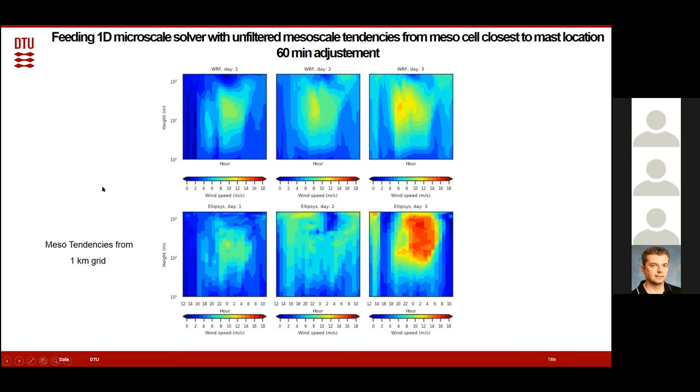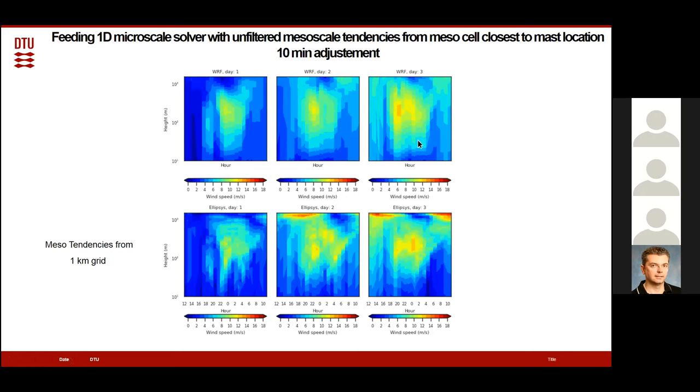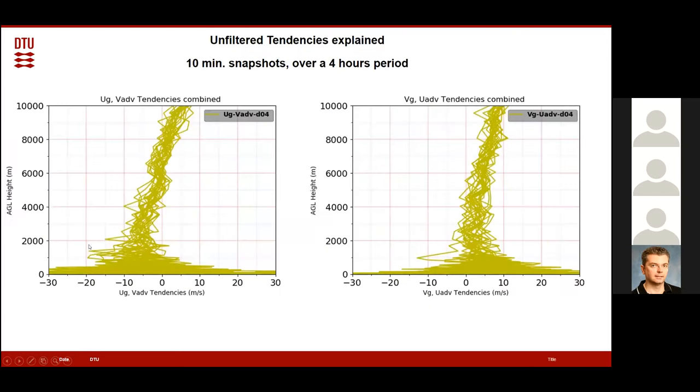So if we now change from feeding the information on a 60 minute level on our basis down to 10 minutes, we can improve some of the resemblance between the 1D model and WRF itself. But in a way, it's also interesting to see what exactly we are feeding back inside from WRF down to the 1D model here. So here we're looking at a 4 hour period during this 3 day period. We're looking at 10 minute snapshots.